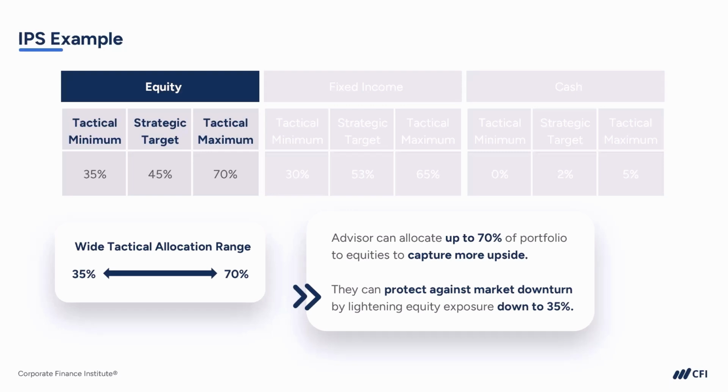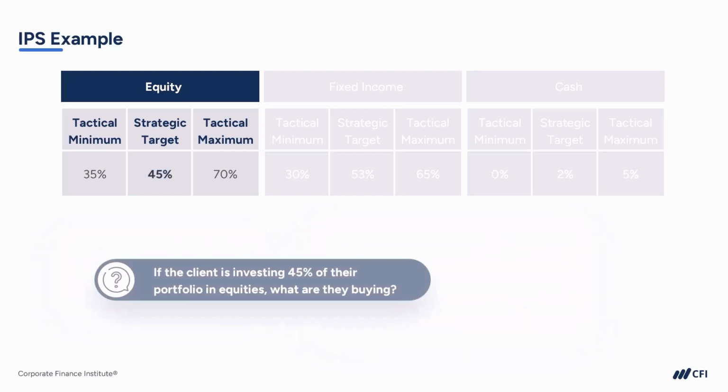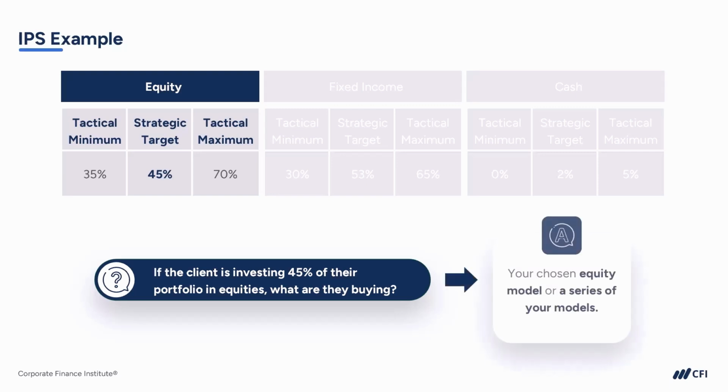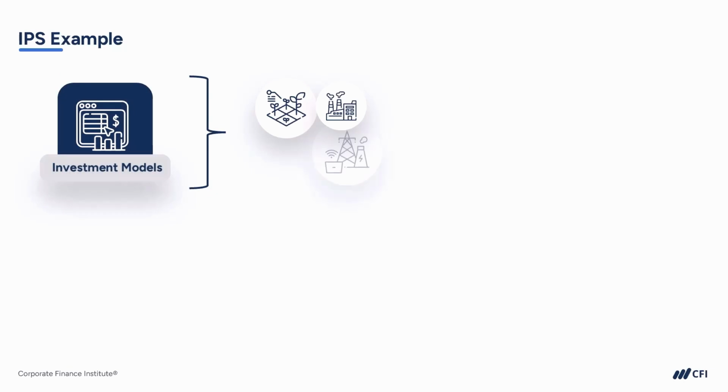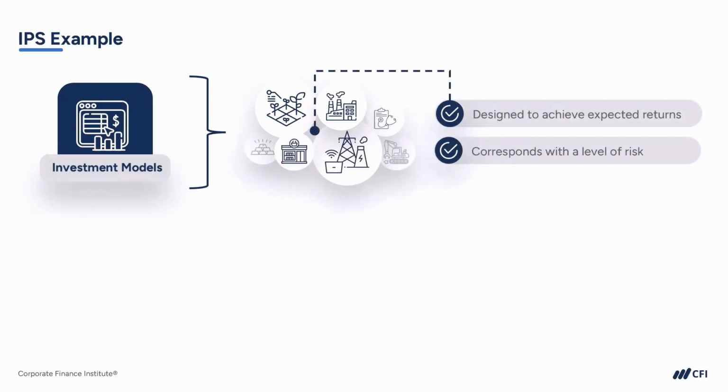So, with that example reviewed, the question now becomes, if the client is investing 45% of their portfolio into equities, what exactly are they buying? The answer is your chosen equity model, or a series of your models. So, what exactly does that mean? A model is loosely defined as a diversified group of assets designed to achieve an expected return with a corresponding risk.